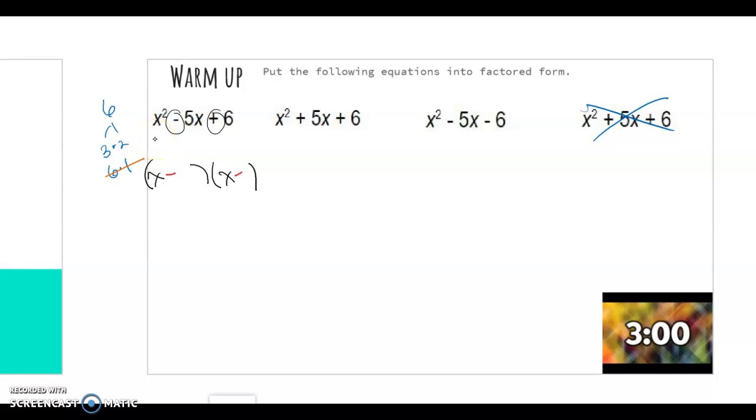So I know it's got to be 3 and 2, because -3 plus a -2 will give me a -5, and -3 times -2 will still give me a +6. So each of these are the same, but the signs are different. So now I need to figure out, okay, well, what plus another number will give me 5? Well, I know that these are both plus, so they both need to be positive. Well, +6 plus a +1 gives me +7. So this one is x +3 and x +2.